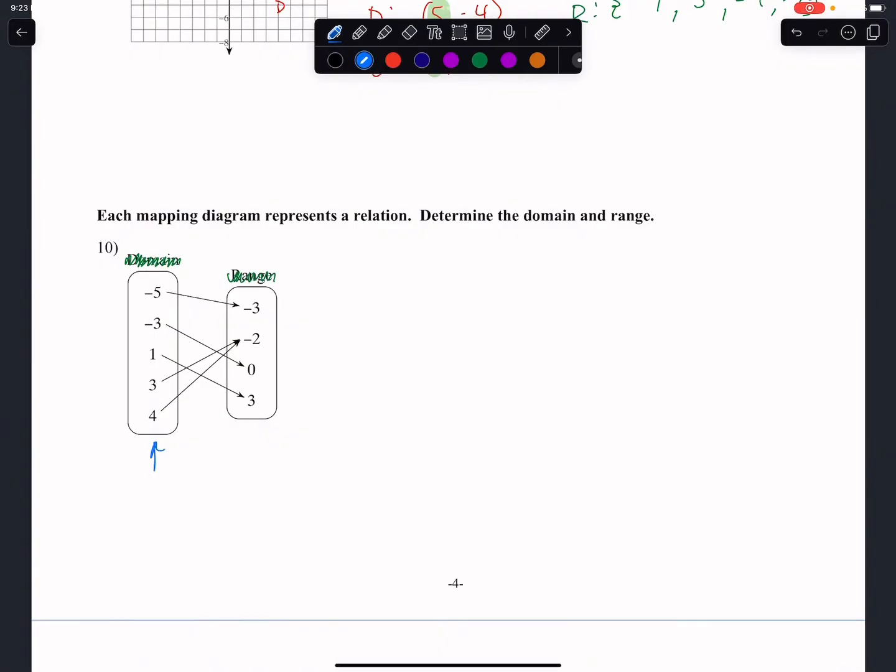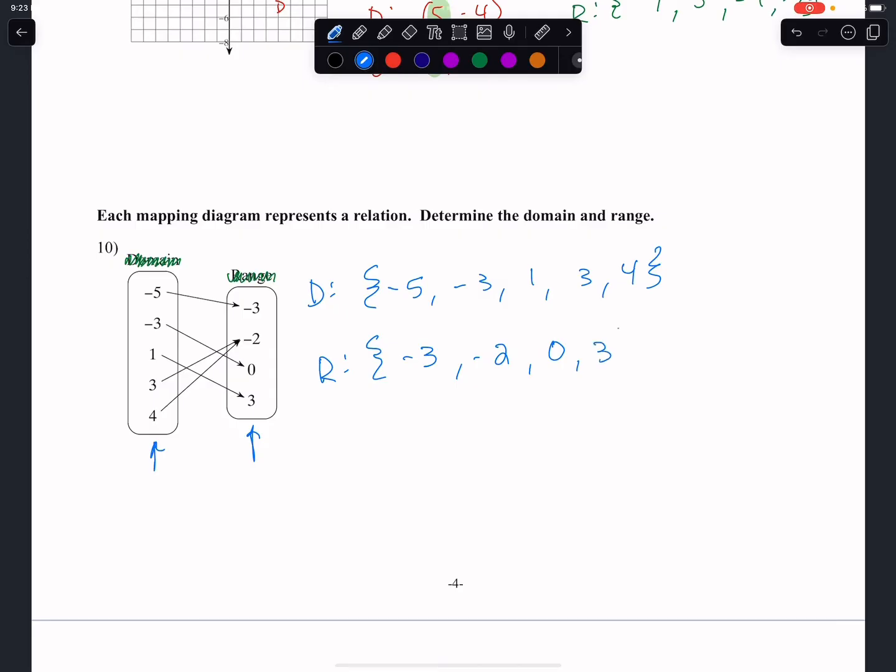Again, it's all of these numbers: -5, -3, 1, 3, 4. This is my domain. Range are all of these numbers: -3, -2, 0, 3. And how can I tell if this is a function or not? Well, I'm going to look at all the little arrows right here. And if any of them have 2 that come from it, it is not a function. But this one is a function.